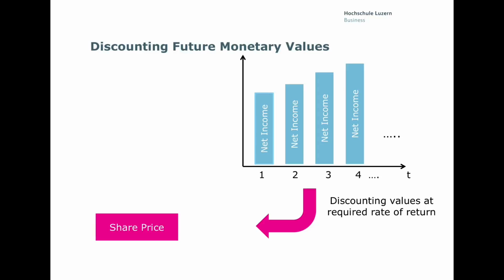An important method to determine the equity value of a company is discounting. Discounting means computing the present value of a stream of future cash flows like net income or dividends. For example, the estimated future net income of a company over time is discounted at the required rate of return to obtain the value of equity.